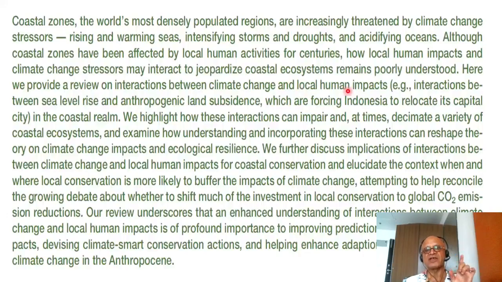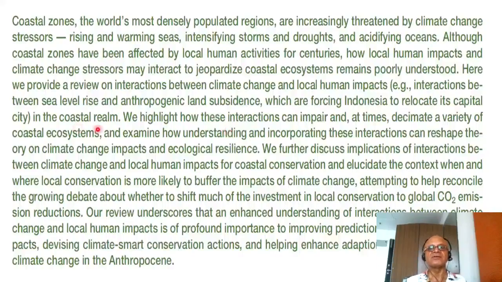Humans have been affecting the coastal regions locally for a while now, and climate change is now superposing on that with rising sea levels, acidifying waters, cyclones, and so on. Okay. Here we provide a review on interactions between climate change and local human impacts. For example, interactions between sea level rise and anthropogenic land subsidence, which are forcing Indonesia to relocate its capital city in the coastal realm.